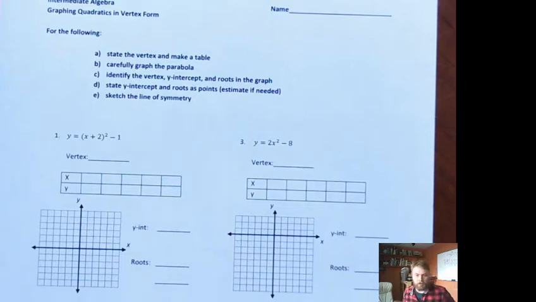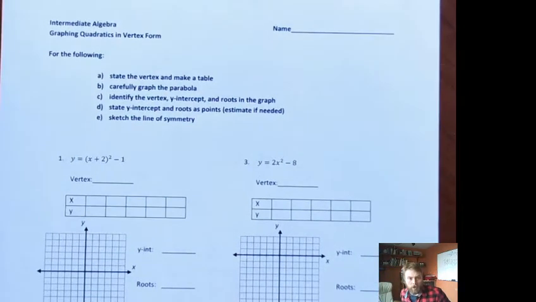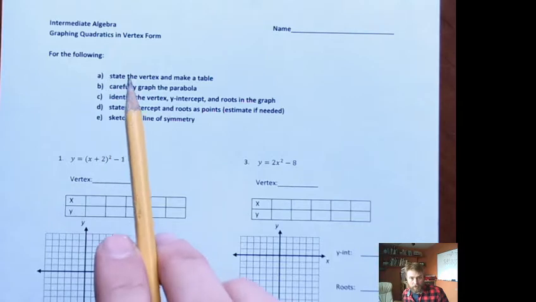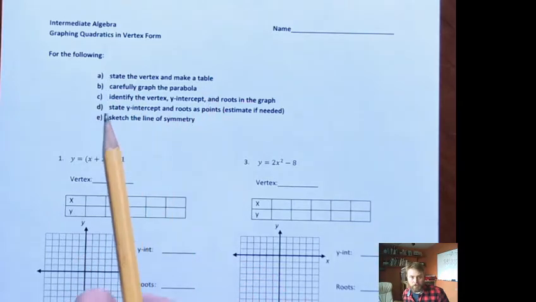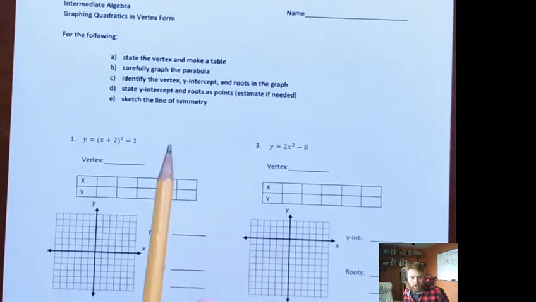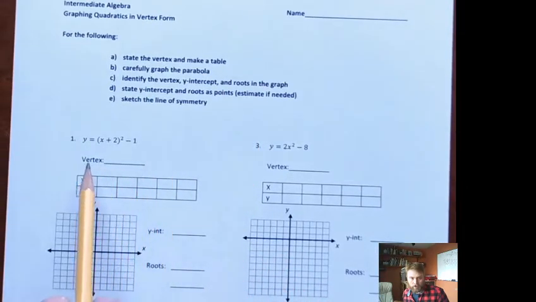Alright, here's an example of the first worksheet, graphing vertex form. And I'll do the first couple here as examples. These are the steps. We're going to find the vertex, make a table, and carefully graph these. So the first thing to do in each problem is find the vertex.